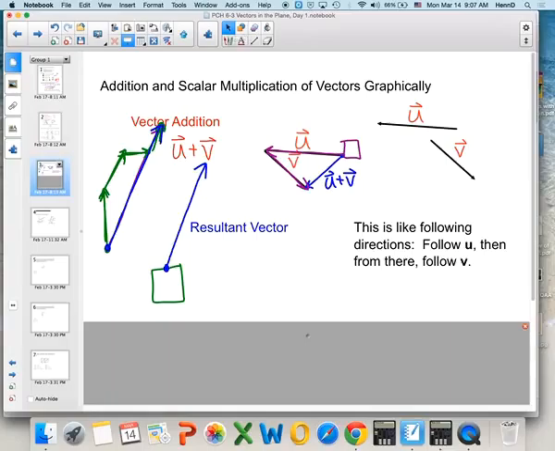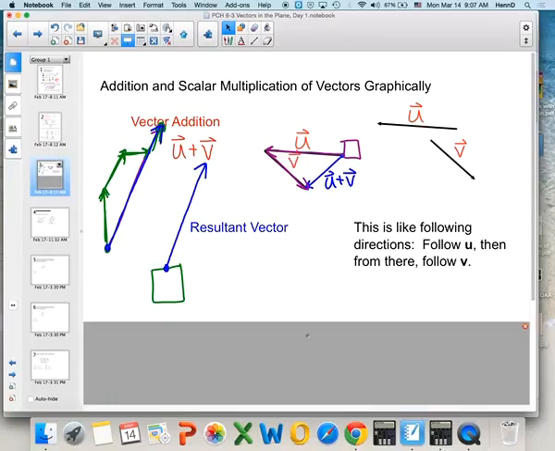It's really kind of a cool concept once you get your head wrapped around the idea. And you can do this with movement, the displacement vectors. You can do it with force vectors. You can do it with velocity vectors.